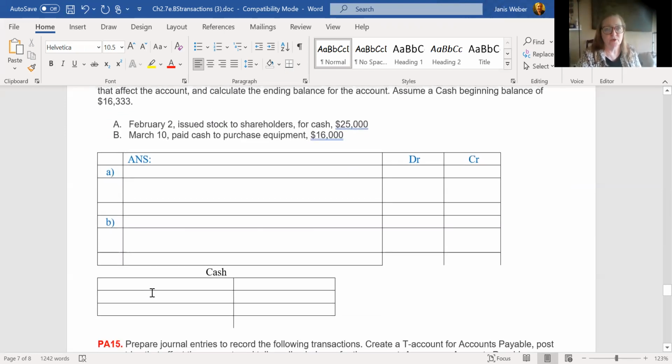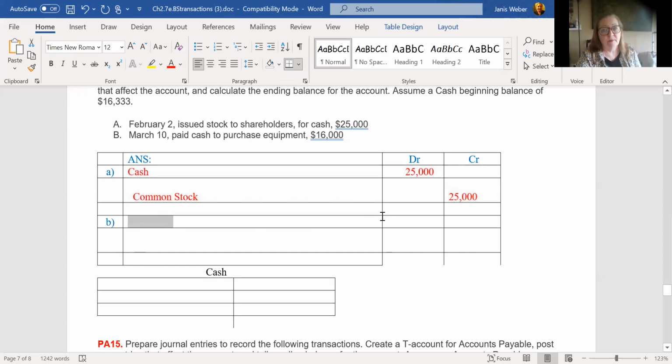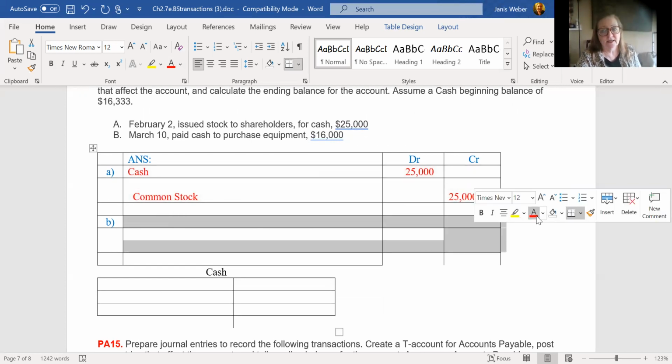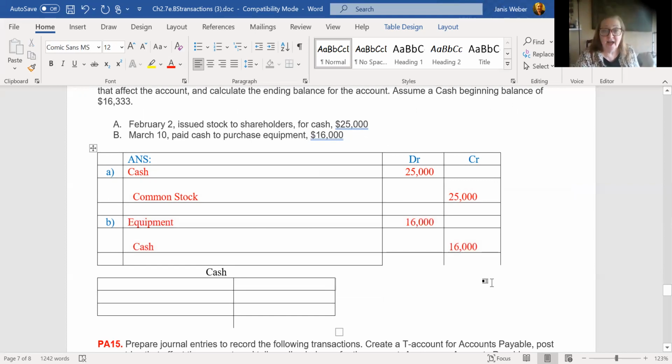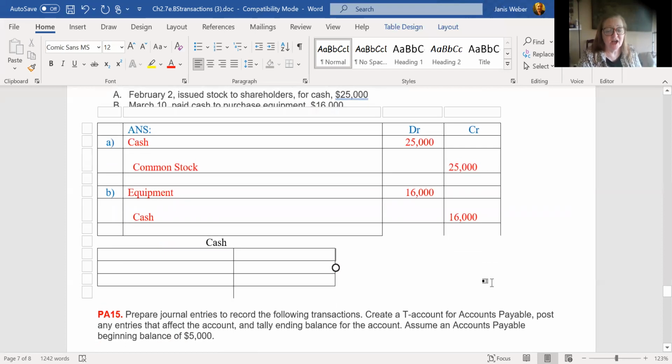This one is issuing stock and buying some equipment. Issuing stock is just a debit to cash and a credit to common stock. And then buying equipment is debiting the equipment, which is an asset, and crediting cash, which is also an asset. And then they wanted you to post what that transaction did to the cash account.